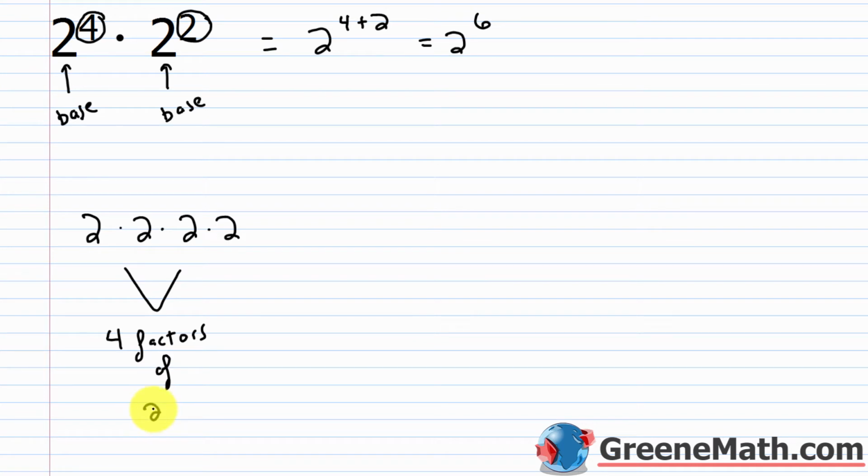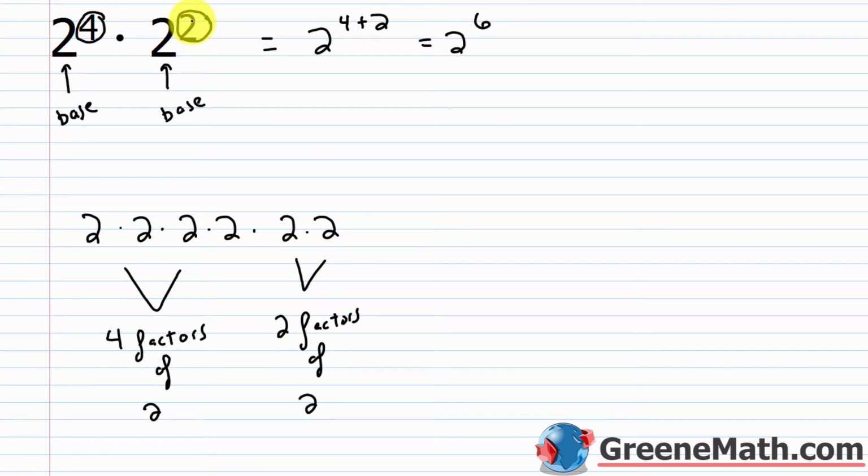Now, if I multiply that by 2 squared, I'm essentially just multiplying it by another 2 factors. So 2 times 2. So this is 2 factors of 2. So to figure out how many total factors I have, I just add the number of factors I have here, which was 4, given to me by this exponent, to the number of factors I have here, which is 2, given to me by this exponent.